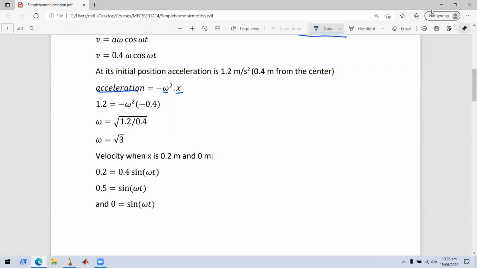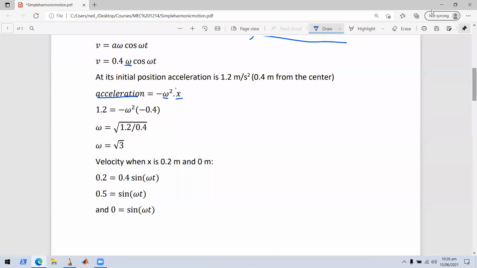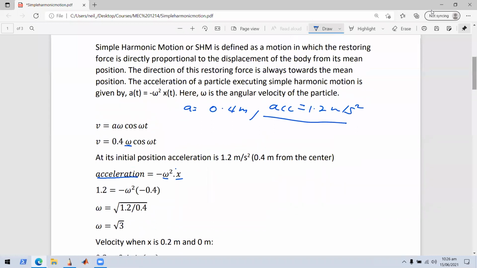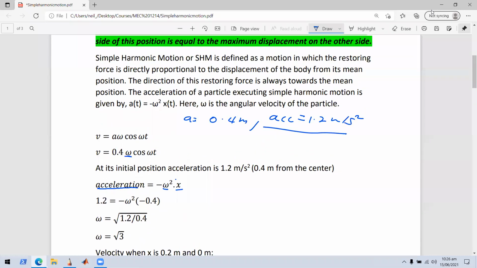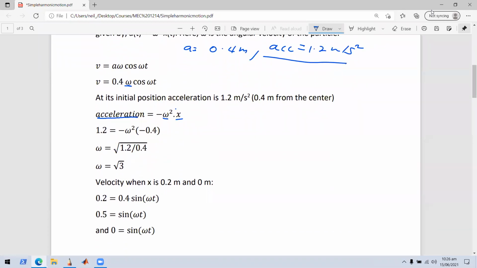So in order to go about solving this, we're going to want to find omega. So acceleration is equal to omega squared times x. x here is going to be 0.4 because the acceleration that they gave us is 1.2, which is from the initial position, which is 0.4. So plug those values in. We get 1.2 is equal to minus omega squared times minus 0.4. Now, because it's simple harmonic motion, you need to keep track of your signs, right?